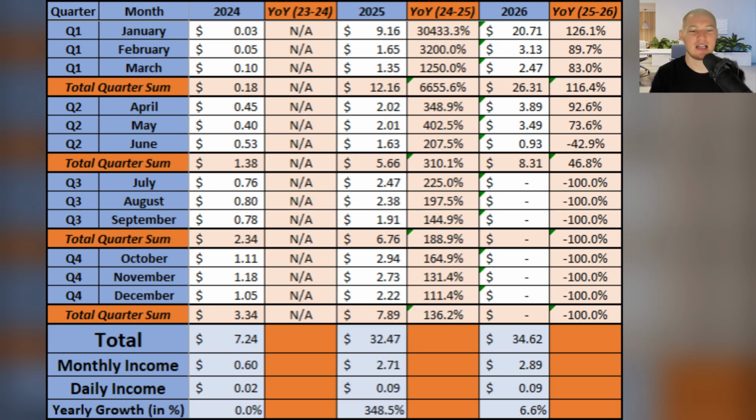So we like that. So we're at $34.62 for the year so far. $2.89 per month, or 9 cents per day. We're already 6.6% higher than we were at all of last year. So like to see that.